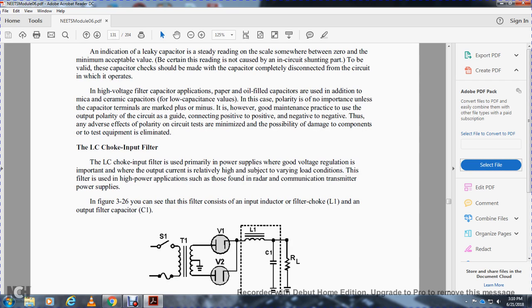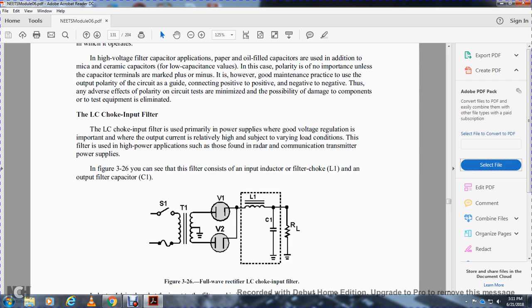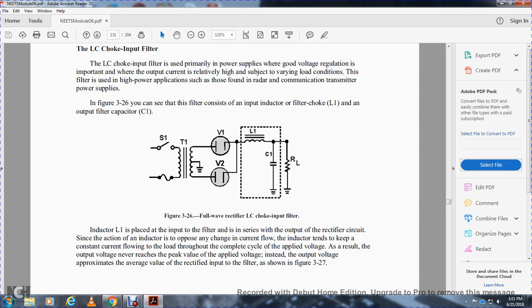Next, the LC choke input filter. The LC choke input filter is used for primary power supplies with good voltage regulation, where the output is relatively independent of load conditions. This filter is used in high-power applications such as radio communication transmitter power supplies. In Figure 3-26, you can see the filter consists of an input inductor, the filter choke L1, the load resistor, the output capacitor C1, diode D1, and a full-wave rectifier.